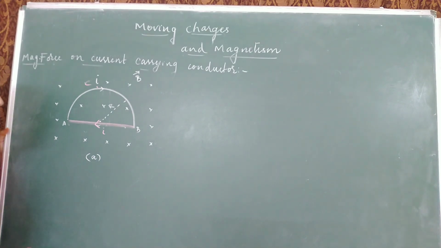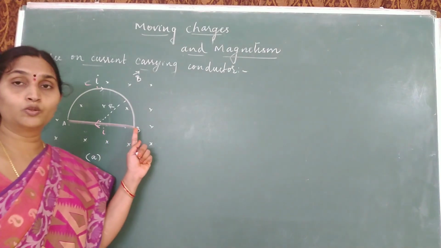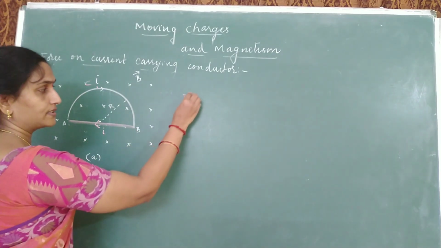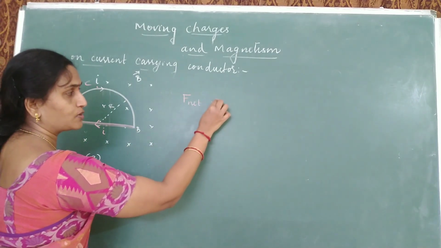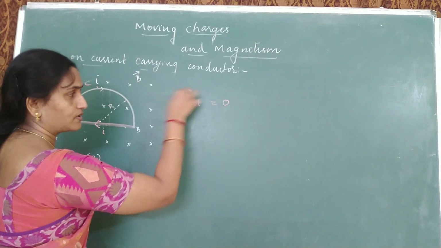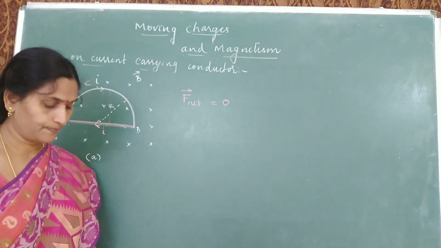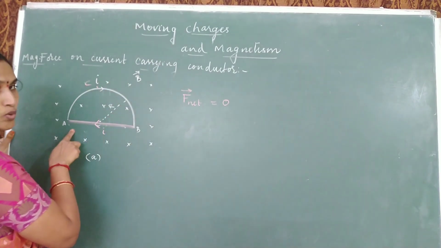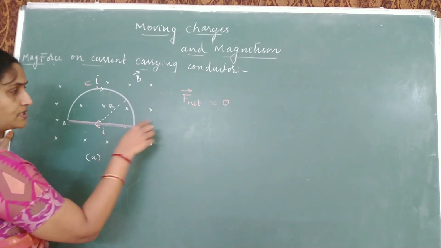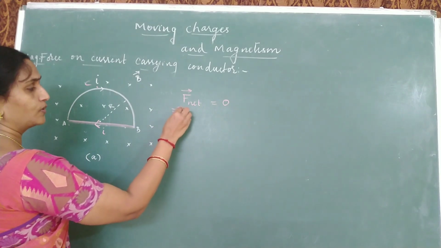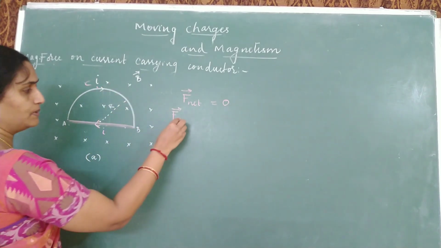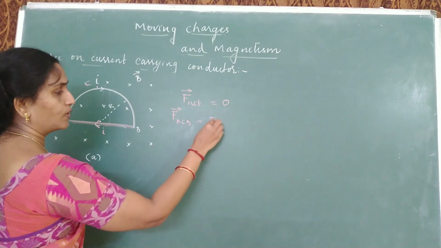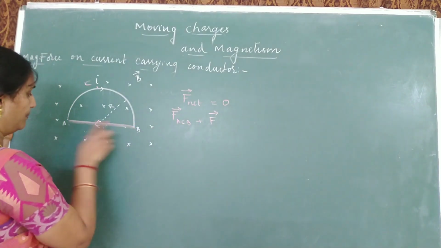What should be the net force acting on a closed loop of wire carrying current when placed in a magnetic field? We know that the net force must be equal to 0. Just now I told you in the previous example. Since the net force is 0, I will write this force in two parts: the force on this semicircular part, the force acting on ACB, plus the force acting on B to A.